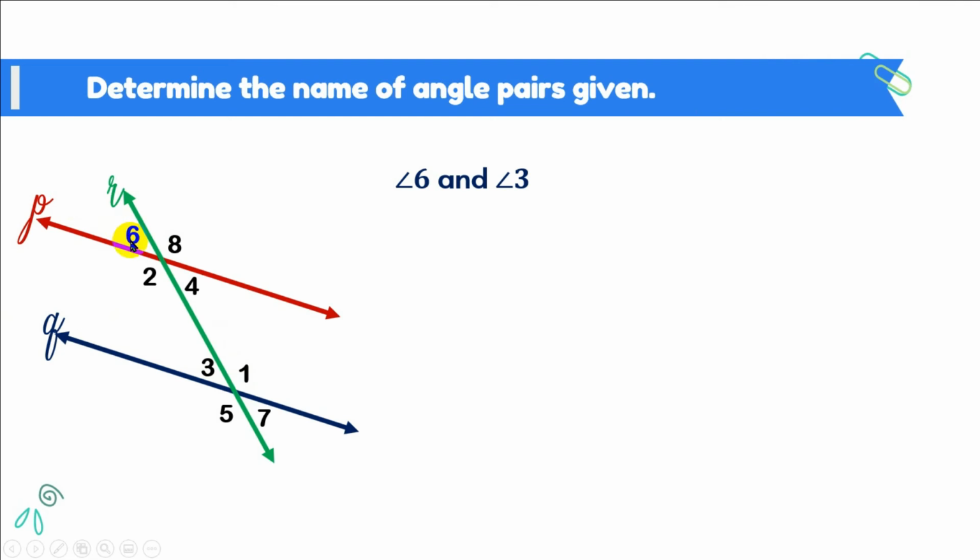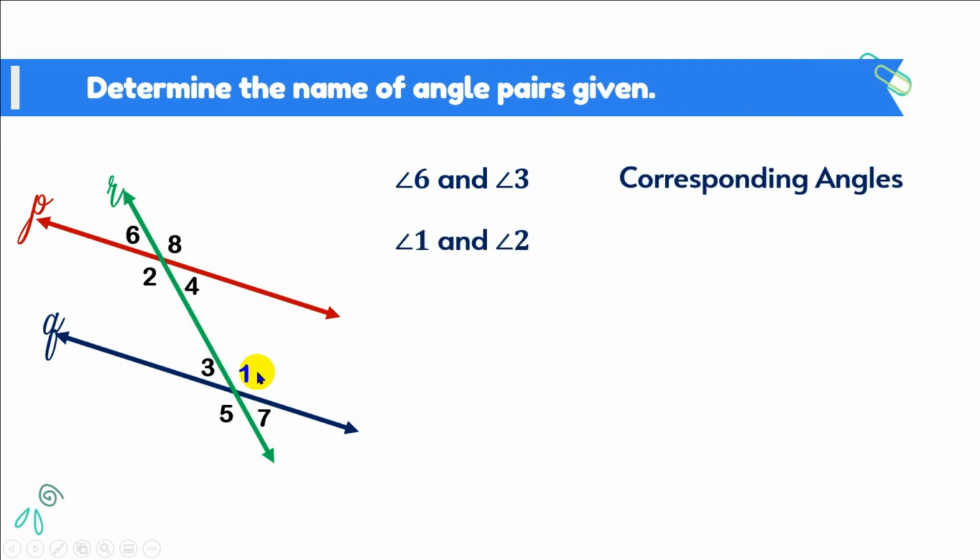Angle 6 is one of the exterior angle, and angle 3 is one of the interior angle. Both of them are on the left side of the transversal line. So, one interior, one exterior on the same side. So, ang tawag natin dyan ay, okay, corresponding angles.